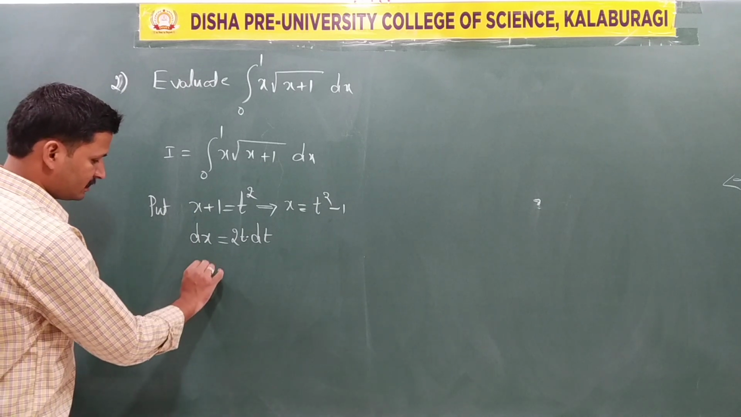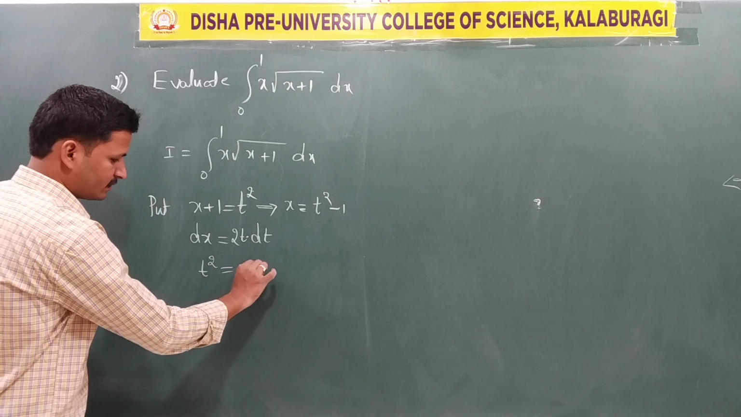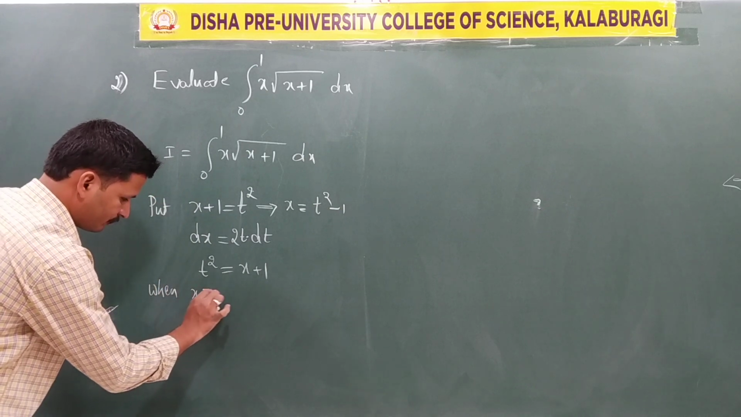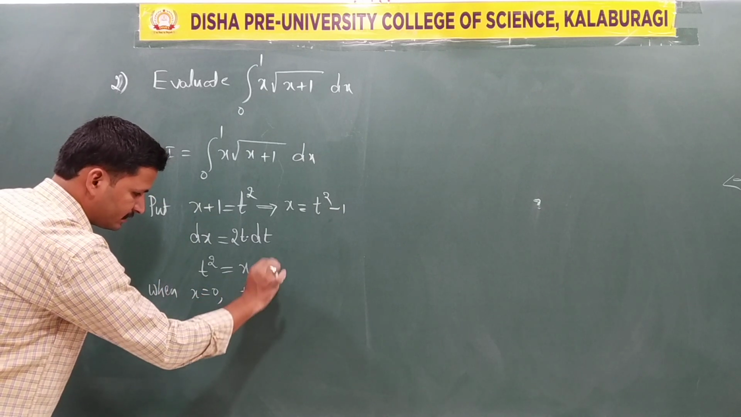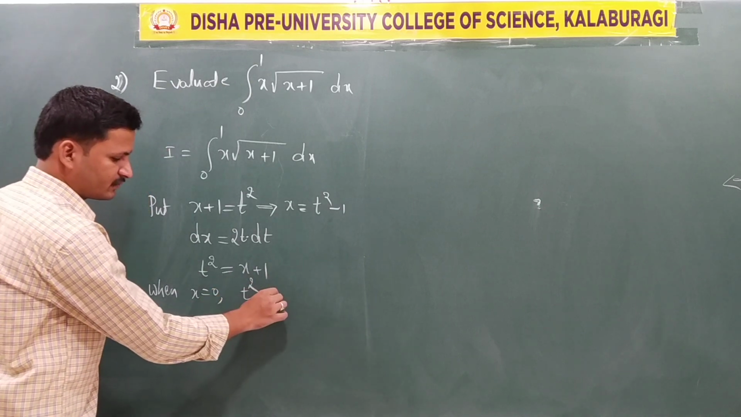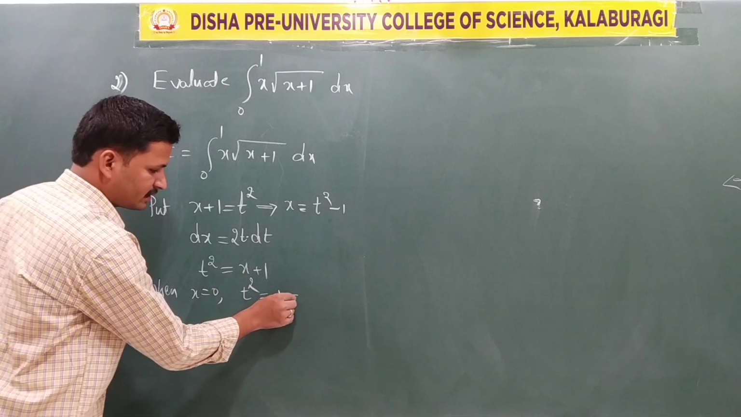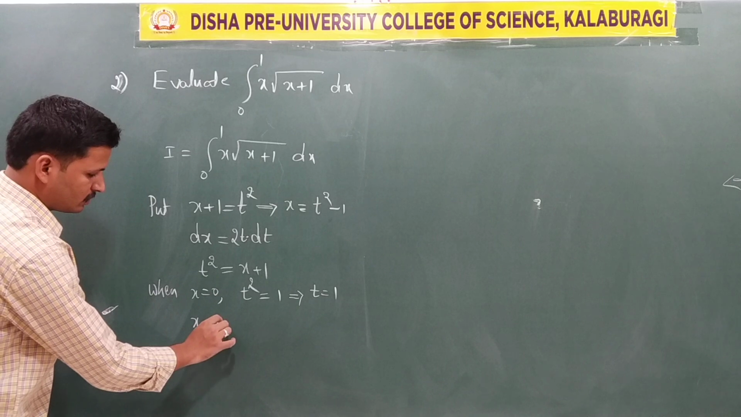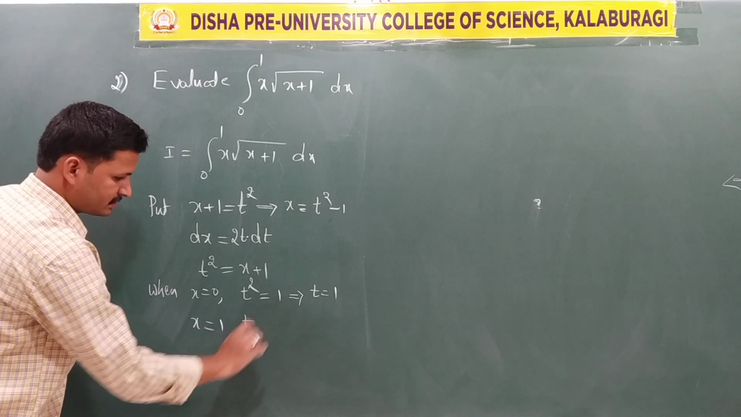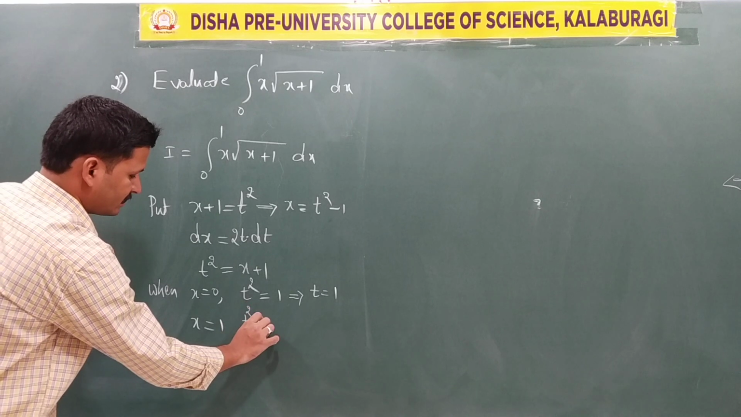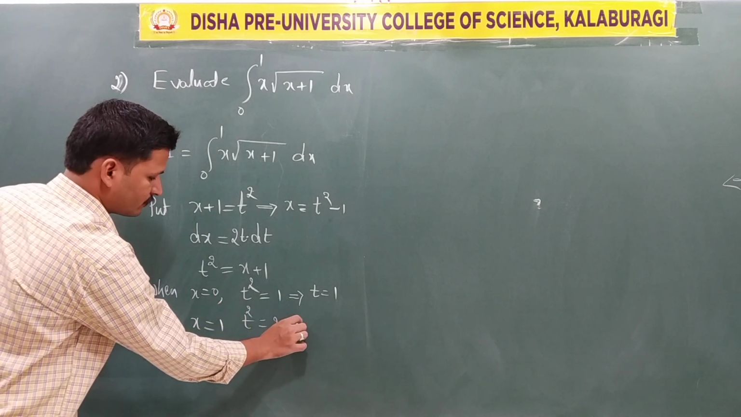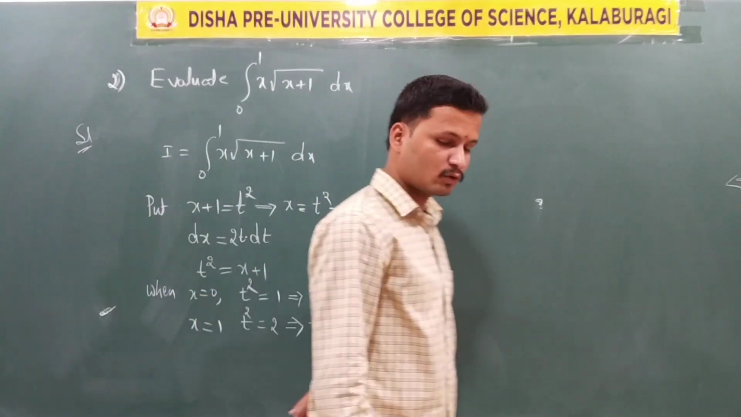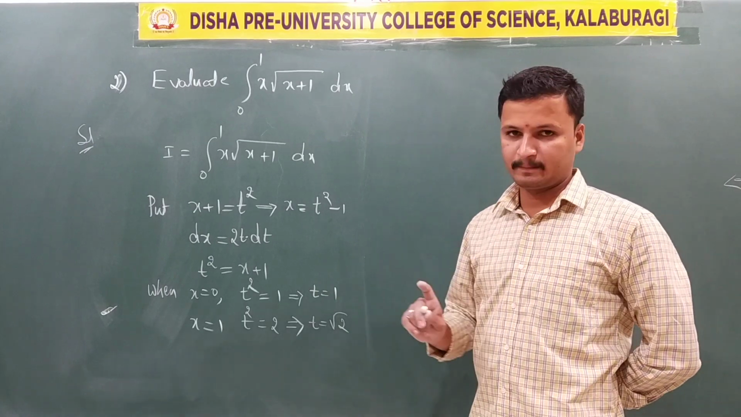Here t squared is equal to x plus 1. When x is equal to 0, then t squared is equal to 0 plus 1, that is 1. Similarly, when x is equal to the upper limit, that is 1, then t squared is equal to 1 plus 1, that is 2, which implies t is equal to root 2. So the upper limit is root 2 and the lower limit is 1.